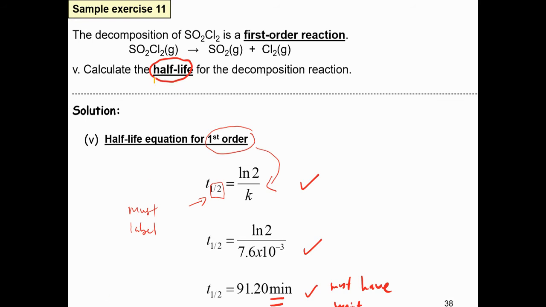Another one. Calculate the half-life of the decomposition reaction. Since this is a first order reaction, you must memorize the formula for half-life. Then remember to label t half, where students often leave out the half. So you have to memorize it, then substitute and you will get the answer. And remember, half-life is time also, so you just use minutes.